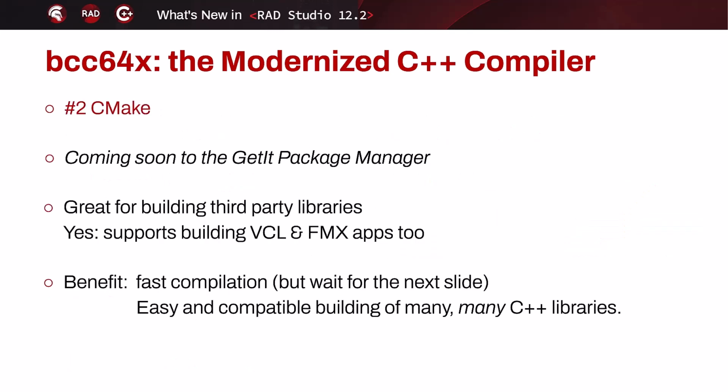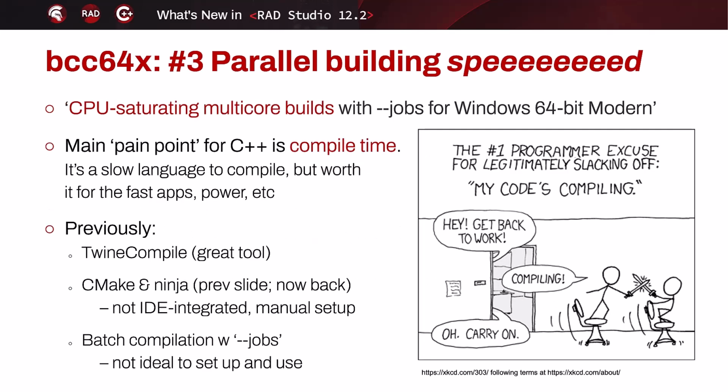Alright, second up is CMake support. We first introduced CMake a few years ago and our support got out of date. We've brought it back for the new toolchain, and we plan to ship a copy of CMake directly and get it shortly after we release. CMake and Ninja are the industry standard C++ build tools, and these should allow you to build many third-party C++ libraries far more easily. Plus, of course, VCL and FireMonkey ones if you want to use them, such as for a CI setup. Now normally we'd say Ninja is also a benefit for fast compiling, which it is, but we have more news on that.